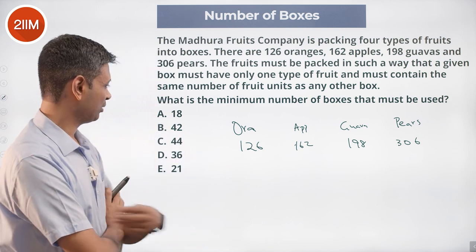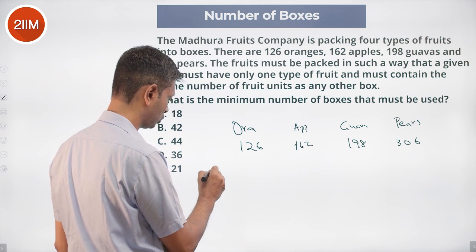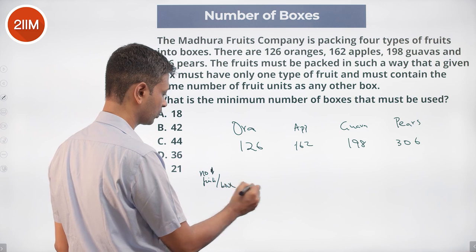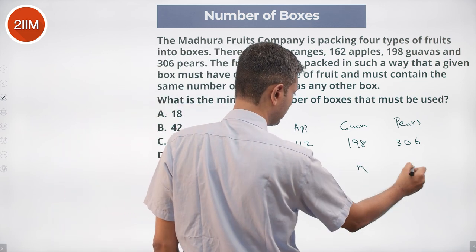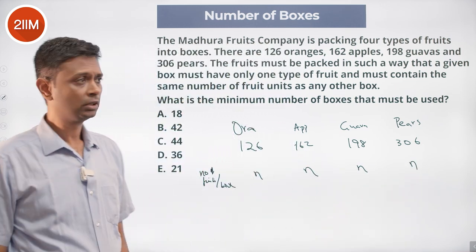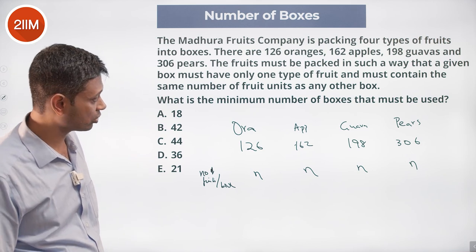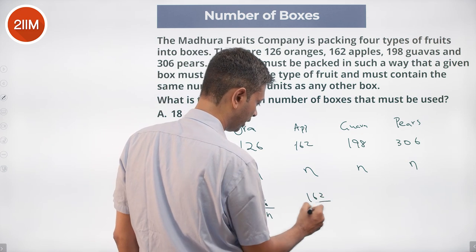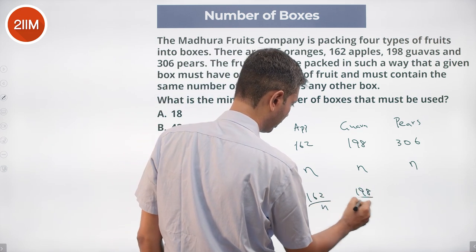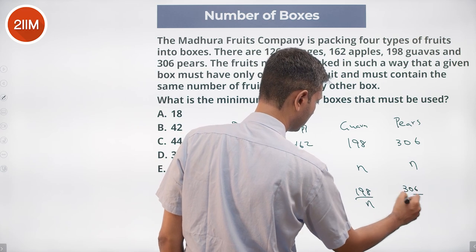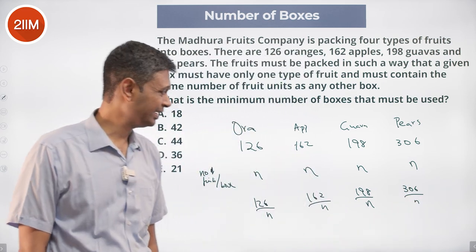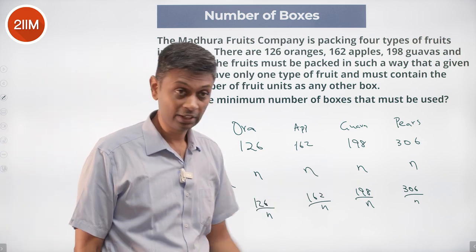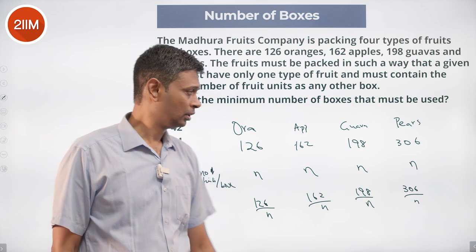Nice. So the number of fruits per box is n, n, n, n. What is the minimum number of boxes that we must use? So the number of boxes is 126 by n, 162 by n, 198 by n, 306 by n. All of these should be integers, or n should be a factor of each of these numbers. This should be as small as possible. N should be as high as possible.